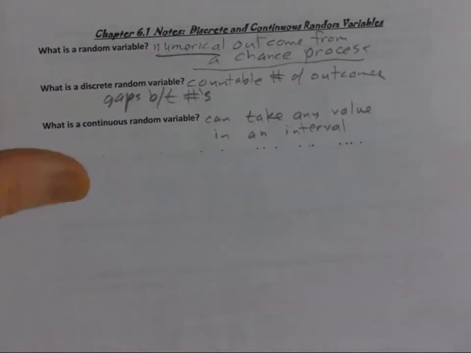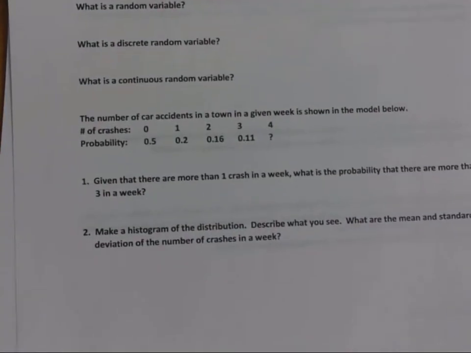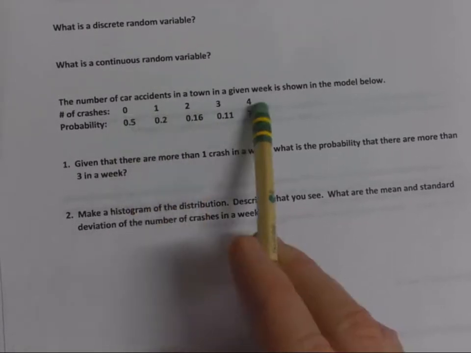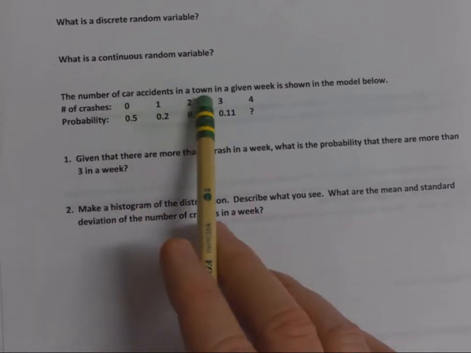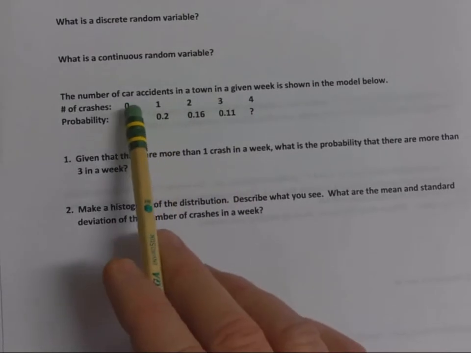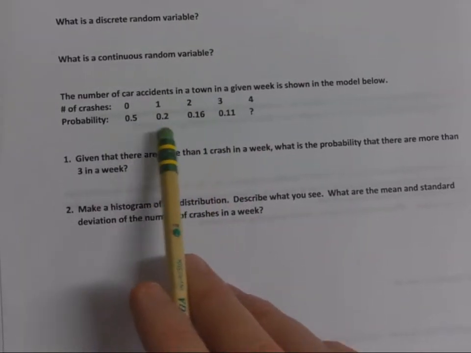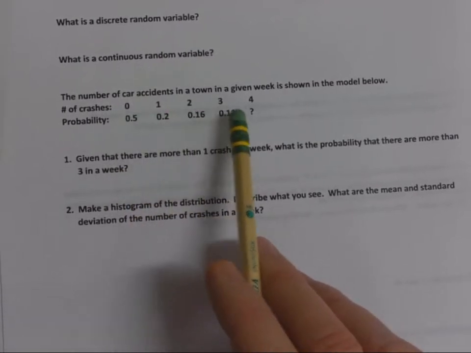And so let me show you what a discrete random variable in essence is going to look like. A discrete random variable is going to be expressed like this. It's going to have whatever the outcomes are. So in this case, it's the number of car crashes in a given week. It could be 0, 1, 2, 3, or 4 for this particular place. And then it lists the probability of each of these. So it has a probability model.